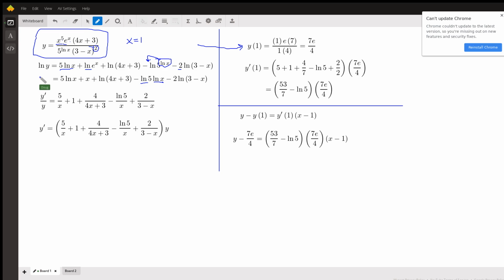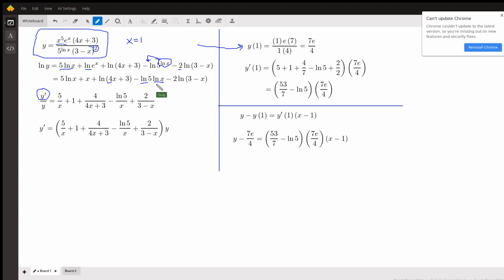Now we're ready to take the derivative. The derivative of ln of y with respect to x is 1 over y times y prime, the derivative of the inside. And term by term, we're going to take the derivative. 5 times the derivative of ln of x is 1 over x. The derivative of x is 1. The derivative of ln of 4x plus 3 is 1 over 4x plus 3 times the derivative of the inside, which is 4. That's where this 4 came from.